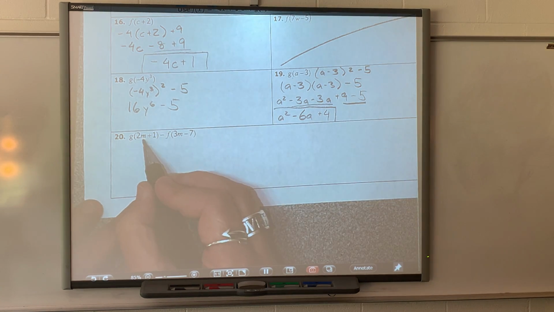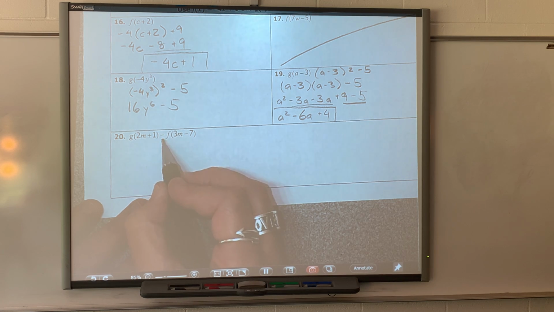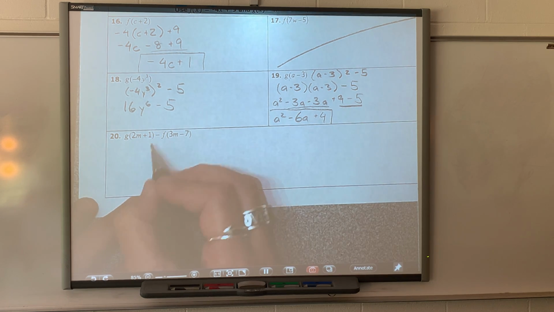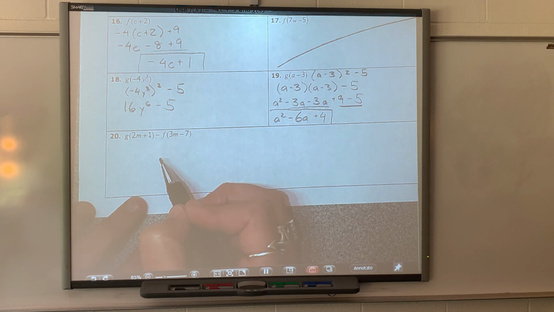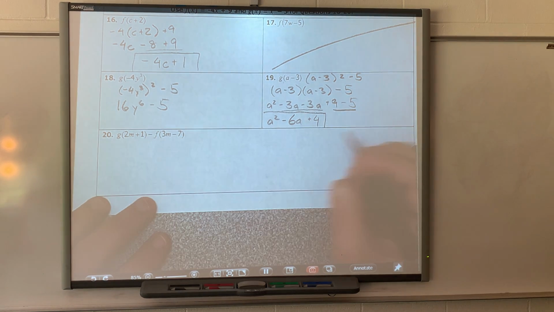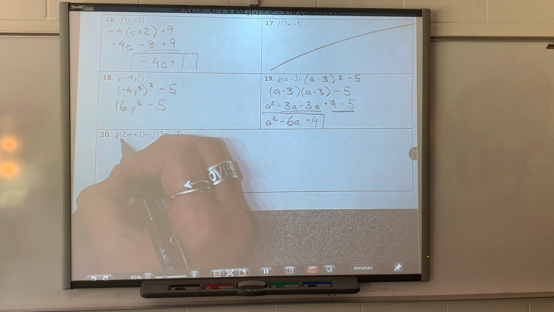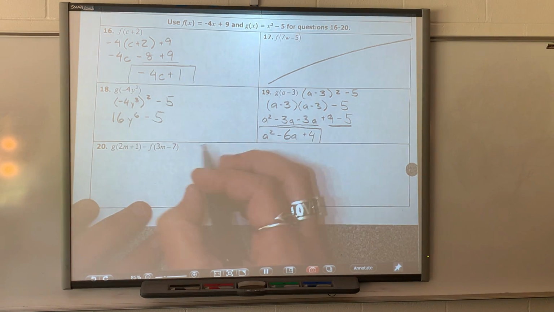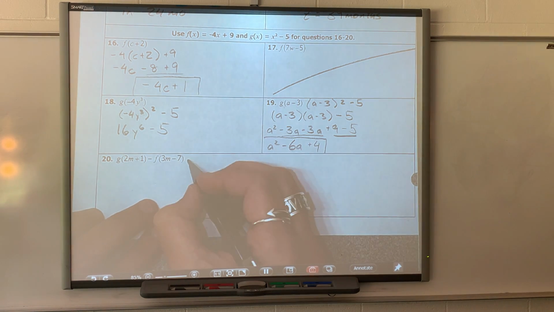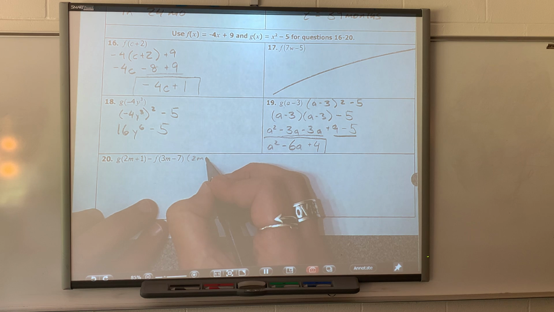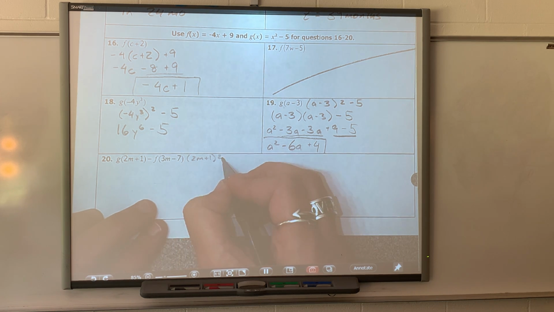Okay, this is going to be the most complicated. We're going to work two separate problems, and then we'll subtract at the very end. So we're going to work G over here and F over here, and we'll subtract them at the end. My G is 2m plus 1, which means it's going to be 2m plus 1 squared minus 5, right?